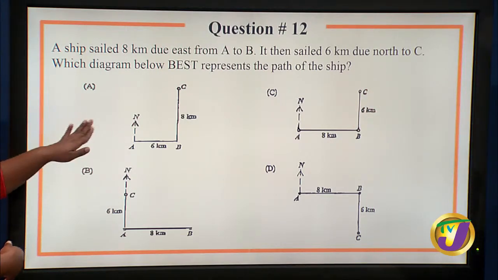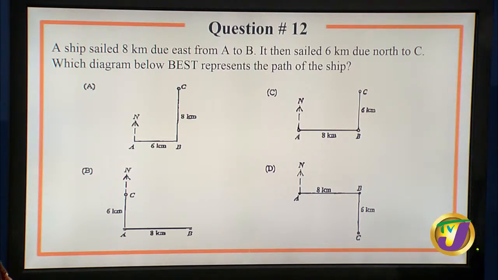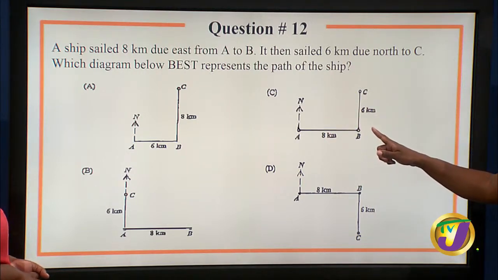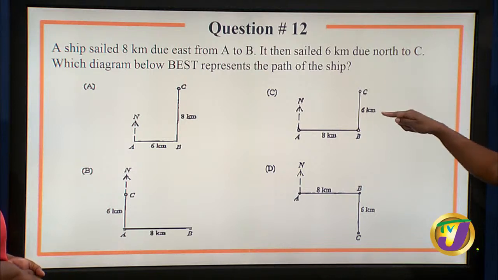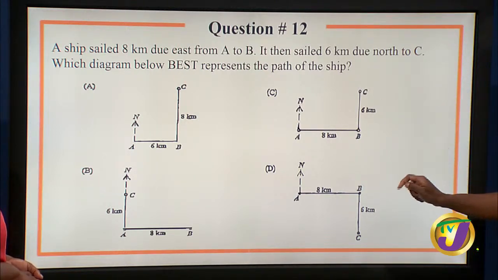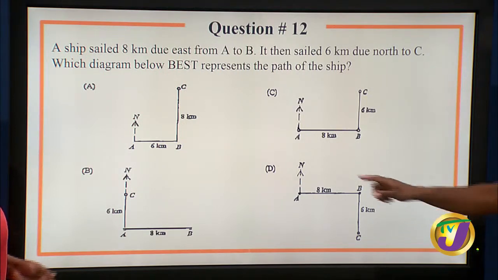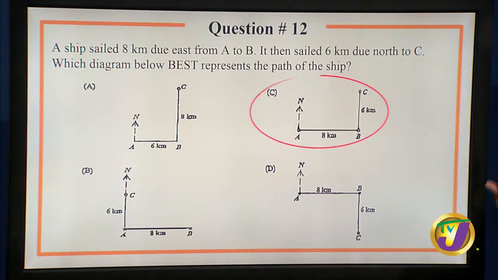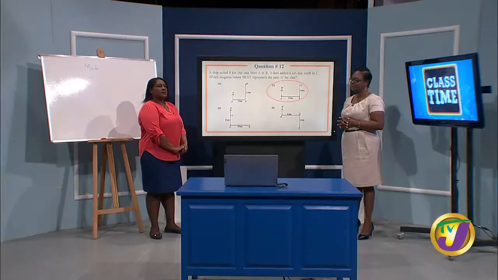So we can eliminate A, because that says 6 kilometers. Okay, good. The next information that we need to look at is it sailed 6 kilometers due north to C. Looking at it, due north to C means that we'll go up north, and here it is represented as 6 kilometers. D has 6 kilometers south, and this ship just stopped at B. So just looking at it, we see that C is our solution.